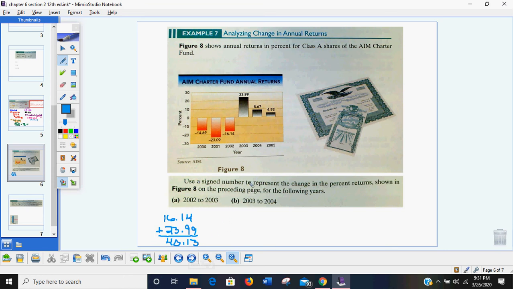Now let's look at B. B says the difference in 2003 and 2004. Now this one, we're going to end up with a positive, but we are actually decreasing, okay? So you think of it as a positive, but they're going to say it decreased. What we're going to do is take 23.99, and we are going to subtract, because we decreased, 8.67.